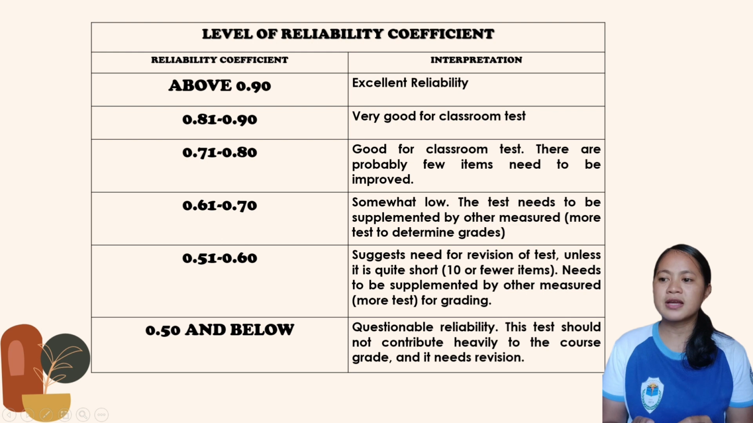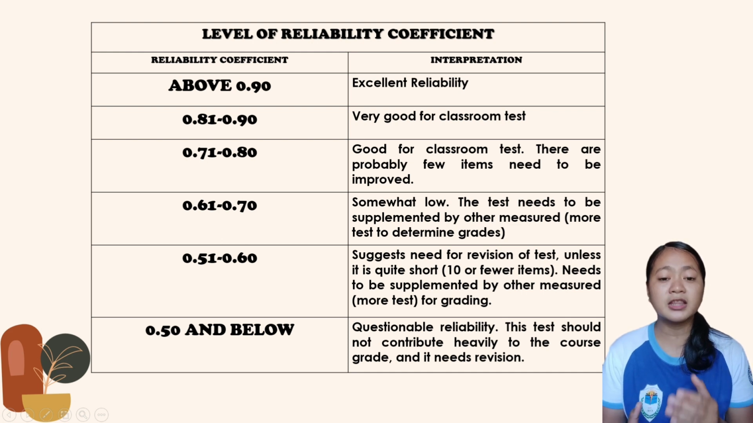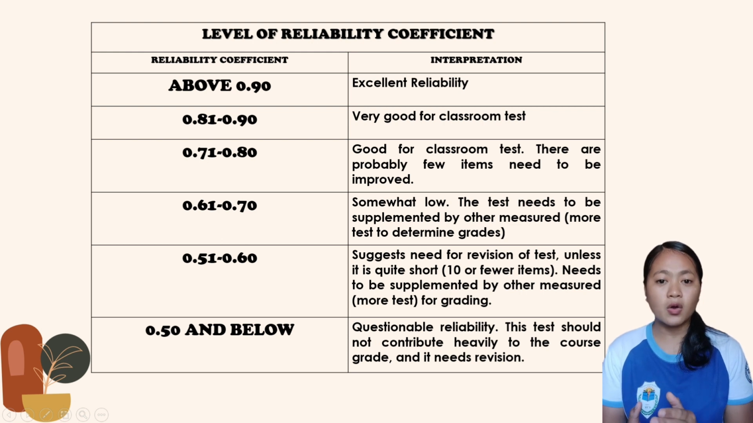Next naman, if the reliability coefficient is 0.61 to 0.70, the interpretation of this test is somewhat low. The test needs to be supplemented by other measures or more tests to determine grades. Ito yung pagkaka-interpret if yung reliability coefficient is 0.61 to 0.70.